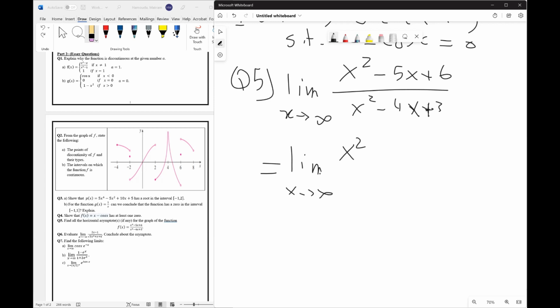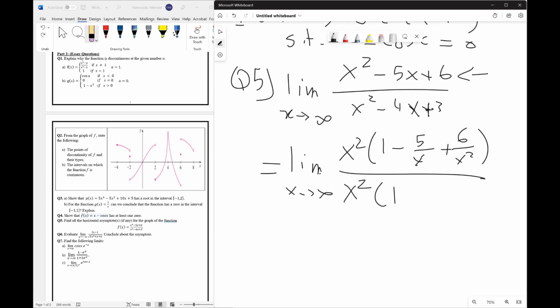x squared in the numerator, plus 6 over x squared. So here, all the time, if you want to verify, just expand and you will find the previous expression. Do the same thing for the denominator. So 1 minus 4 over x plus 3 over x squared.